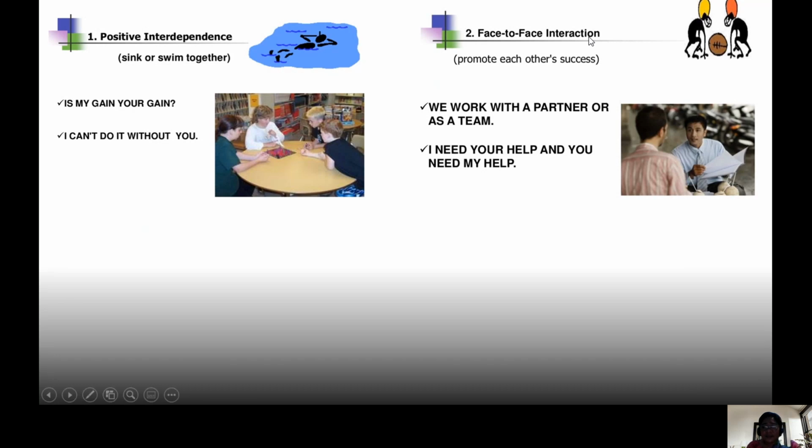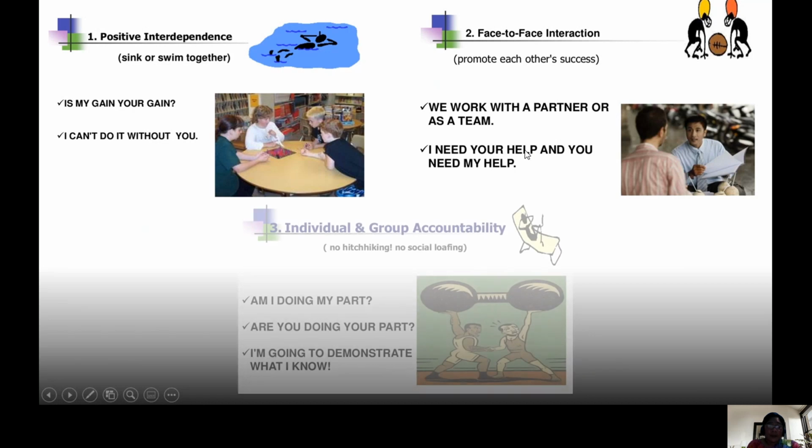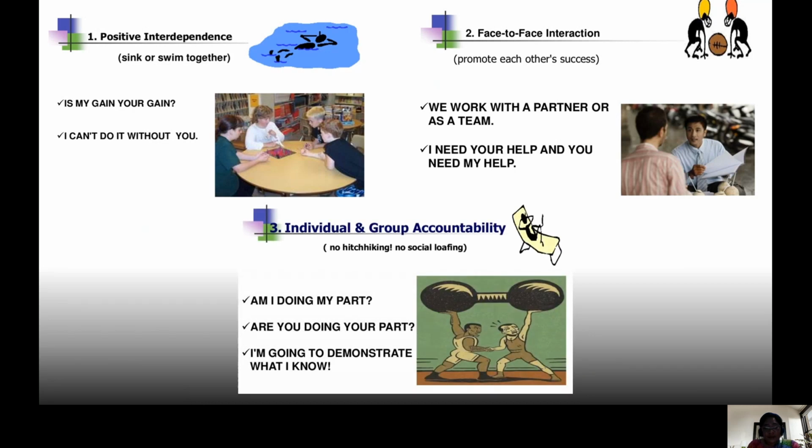Next is the face-to-face interaction. In face-to-face interaction, it promotes each other's success. So we work with a partner or as a team. I need your help and you need mine. So it is a win-win for both of the team. Okay. For the third element is the individual and group accountability.